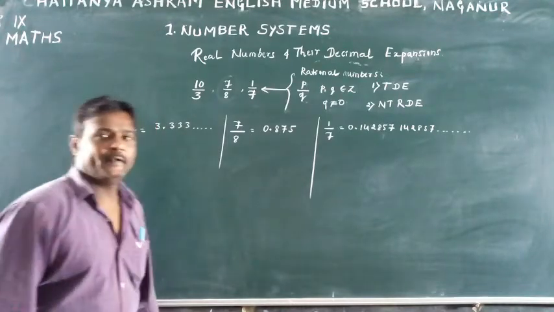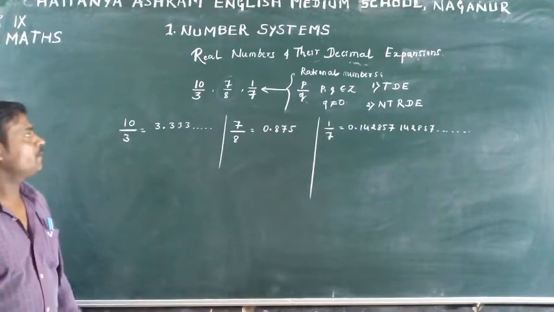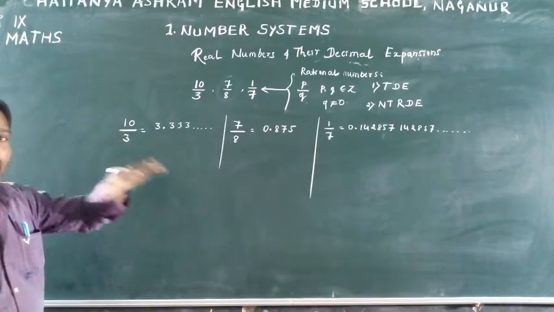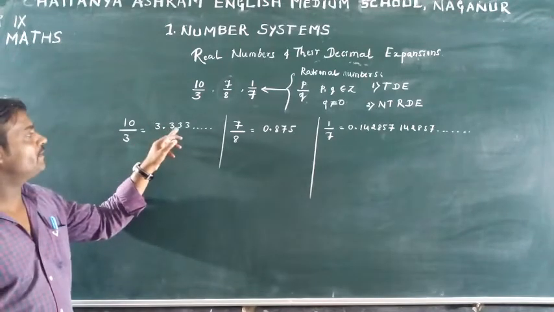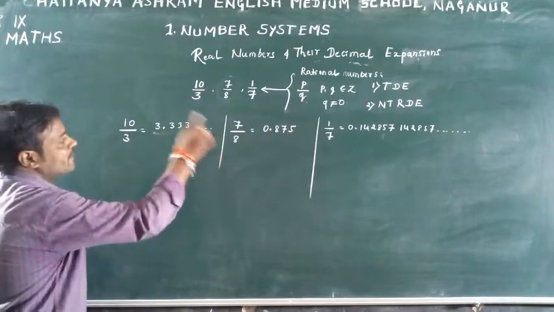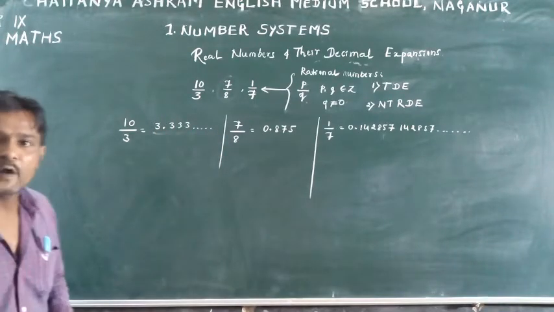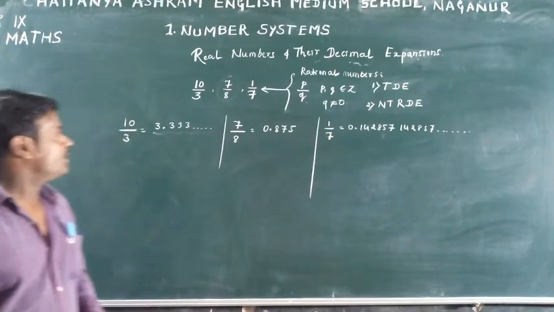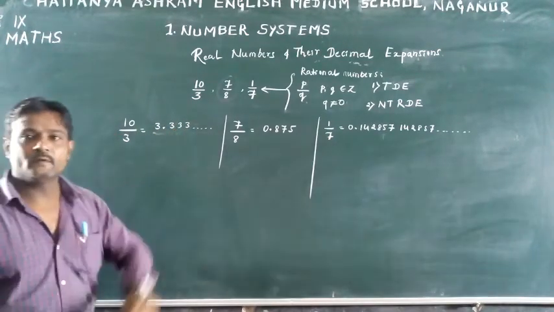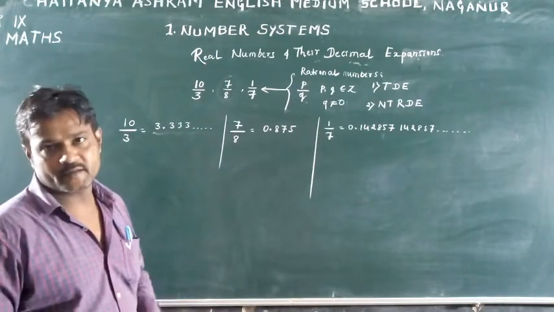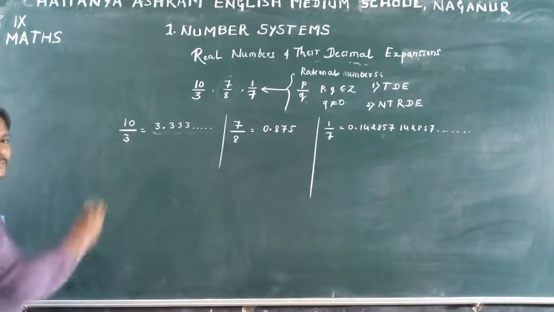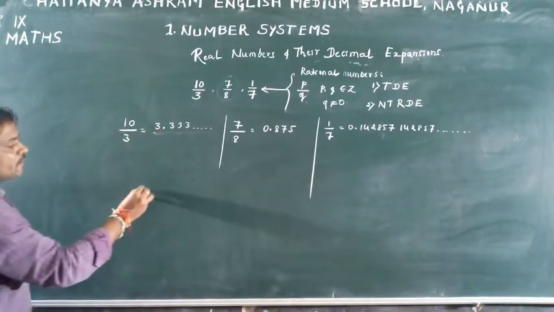So, dear children, see here, 10 divided by 3. When we divide 10 by 3, what do we obtain? 3.3333, and so on. Which kind of decimal expansion is it? The division process is not completed, so it is non-terminating, and the digit 3 is repeating. What is the name of this type of decimal expansion?